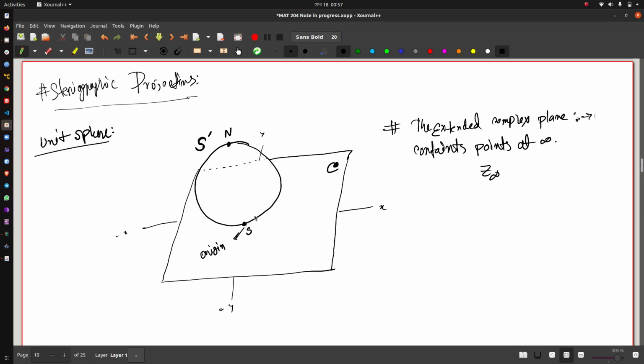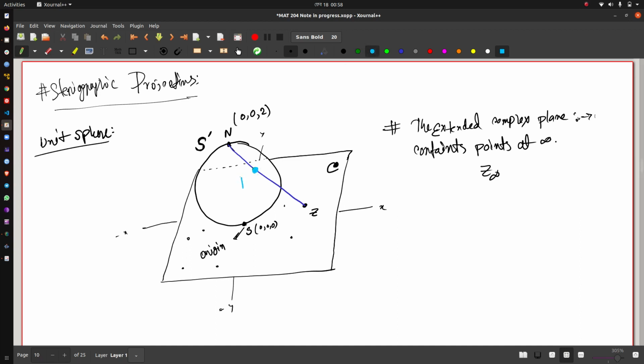So since this is the origin and the sphere is a 3D thing, the coordinates of the south pole would be 0, 0, 0, and the coordinates of the north pole would be 0, 0, 2. Okay, now what do we want to do with this sphere? If you notice, we can take any point in the complex plane, let's call this some z, and we can draw a straight line from the north pole to this point. Let's use a different color, like this, and this line would intersect the surface of the sphere at some point.